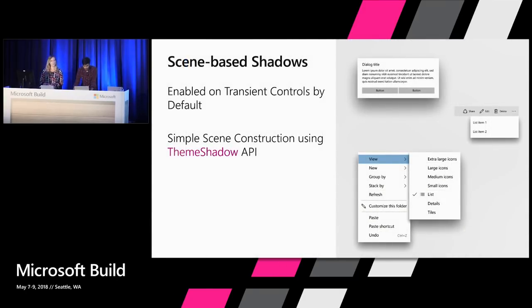This upcoming fall 2018 release, the concept of scene-based shadows and depth has been formalized into the Fluent Design System. You'll start seeing shadows and z-depth built into certain controls by default, which means users get more immersive UI without any app-specific work needed. In addition, the Theme Shadow XAML API, available in upcoming Insider builds, makes it easy to stand up complex shadow scenes and leave the details of scene management to the platform.